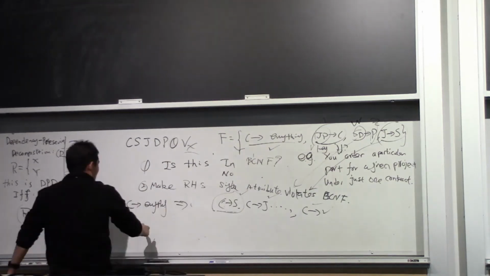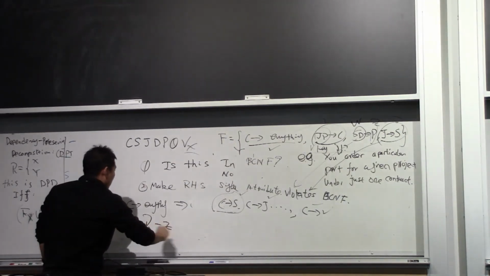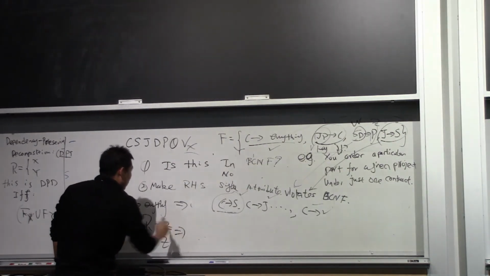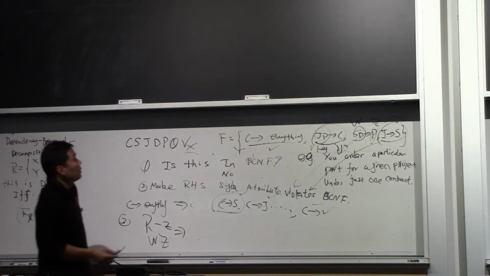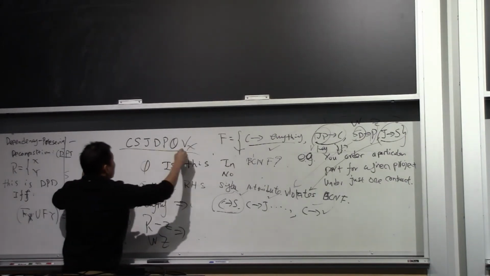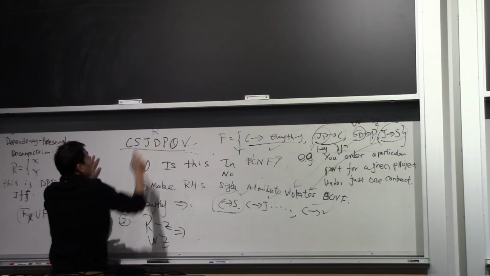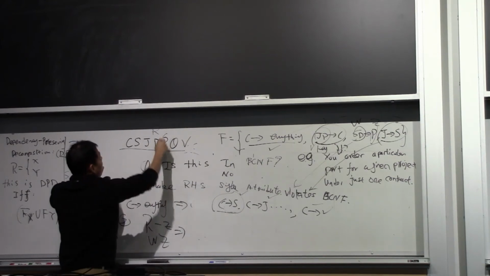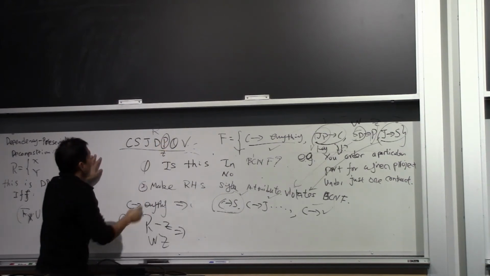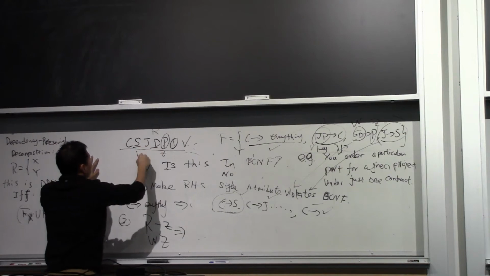You decompose R into R minus Z and WZ, which gives you what? This is your R, and this is your Z. SD is your W.